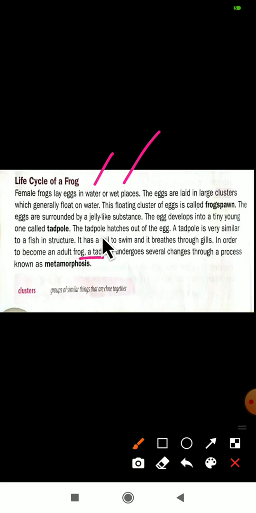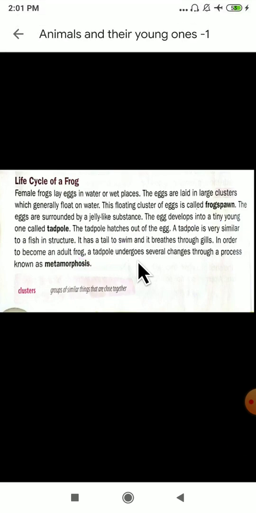The tadpole hatches out of the egg. The tadpole is very similar to a fish in structure. It has a tail to swim and it breathes through gills. In order to become an adult frog, a tadpole undergoes several changes through a process known as metamorphosis. Through this process, the tadpole will change into a frog.